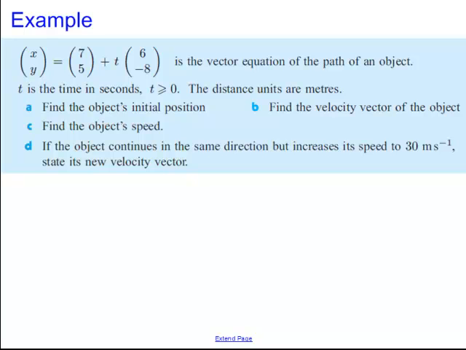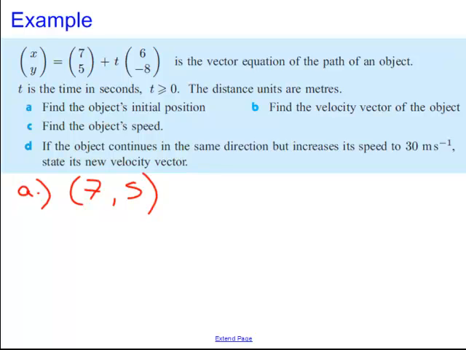So here's an example. Here's my vector equation of the path of an object. t is in seconds, so we're going to look at t greater than or equal to 0, and our distance is in meters. If I want to find my initial position, this is going back a little to the previous video. My initial position is where t equals 0, so I plug 0 in for t, which means this goes away. So the initial position is the vector 7, 5, because it has that initial starting point of 7, 5.